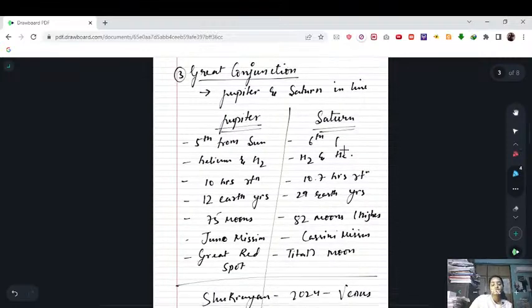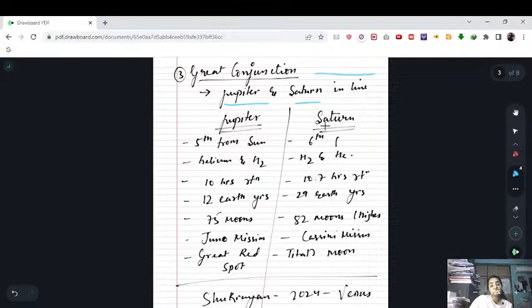Now, next we'll come to news related to the solar system, which is the Great Conjunction. What is Great Conjunction? Great Conjunction is when Jupiter and Saturn, the two biggest planets of our solar system, come in one straight line.